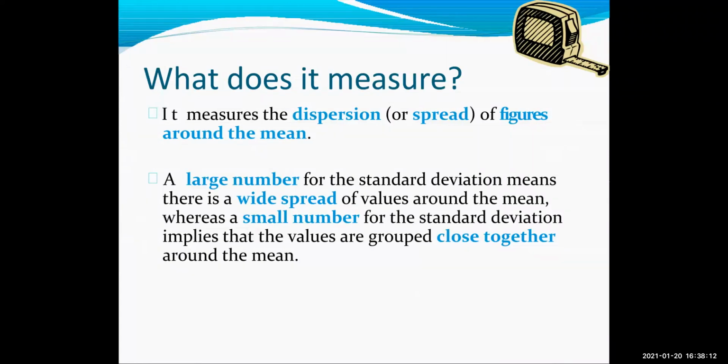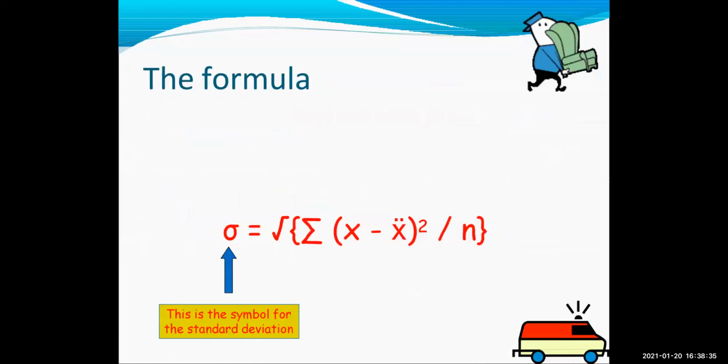So what does it measure? It measures the dispersion or the spread of figures around the mean. A large number for the standard deviation means there is a wide spread of values around the mean, whereas a small number for the standard deviation implies that the values are grouped close together around the mean.